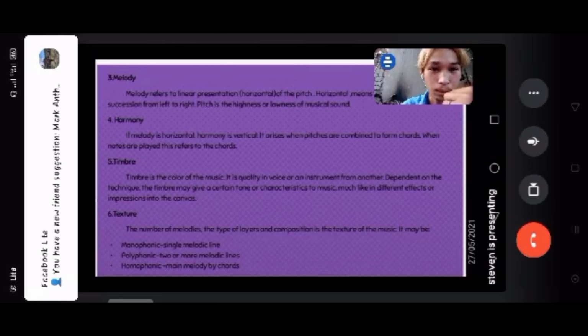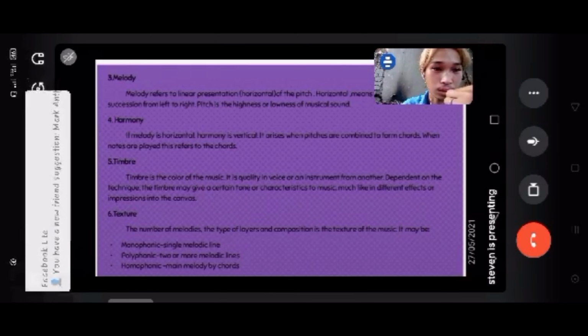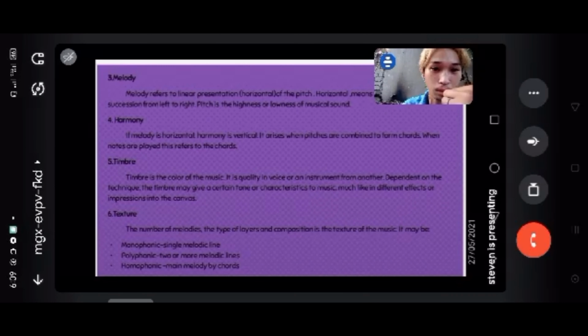Texture. The number of melodies, the types, layers, and composition in the texture of the music may be monophonic, single melodic line; polyphonic, two or more melodic lines; homophonic, main melody supported by chords. Ito po yung single melodic po. Ito yung isang sounds lang po. Polyphonic po. Ito yung dalawang sounds po na pinag-combine. Homophonic, main melody by chords. Ito po yung susundan nila sa sounds po.